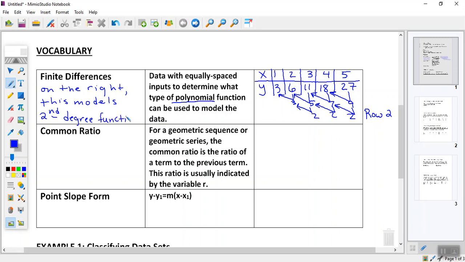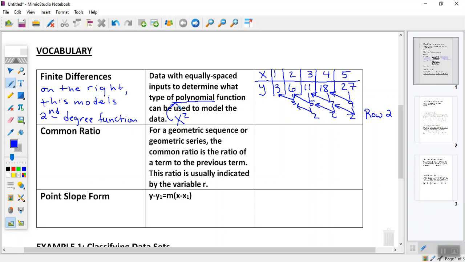Guys, when I talk about a second degree function like x to the second, what type of function is that? Polynomial, isn't it? Okay, it's going to be polynomial because with a second degree function, our exponent is always going to be a 2 up there. Now, that's common differences. Now, finite differences usually represent what type of function again, kids?